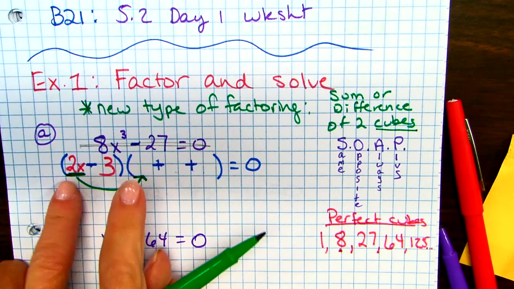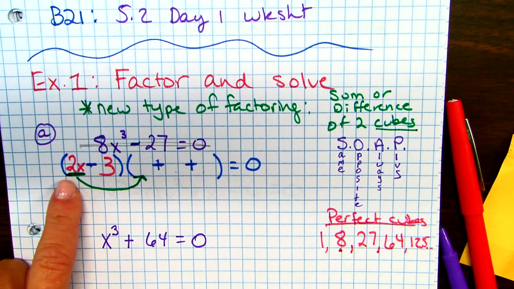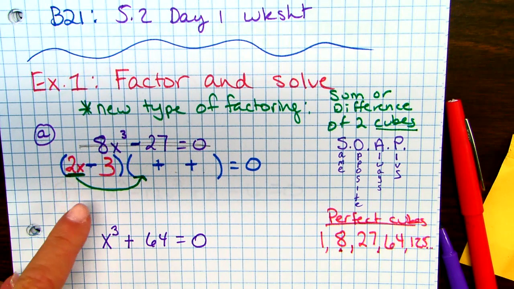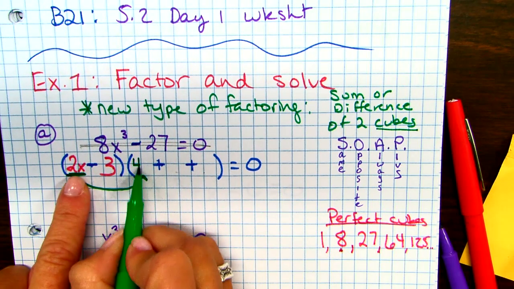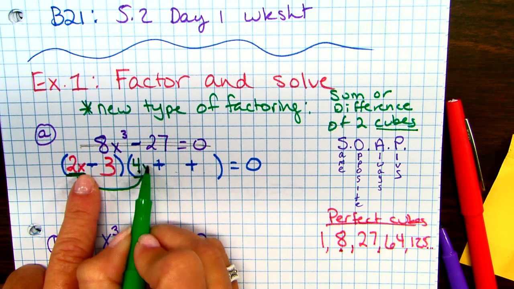See how they both are in the first spot? What I'm going to do to the 2x is square it. When I square a 2, I get 4. When I square an x, I get x squared.